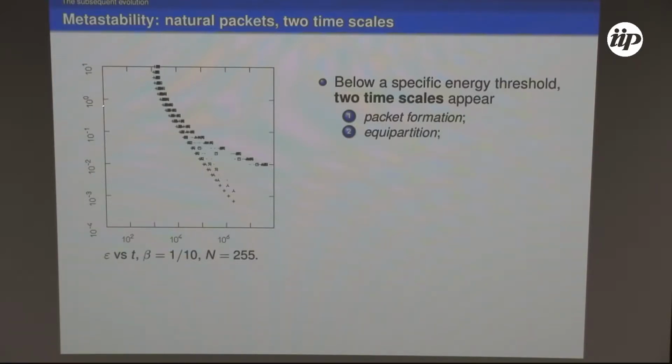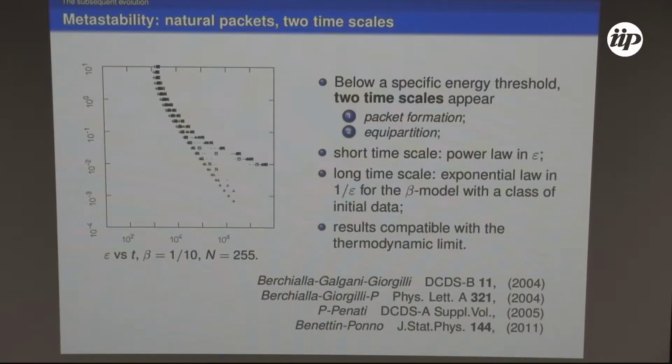So you see that for high specific energy, when something happens in short time, everything happens. So the share of energy is very fast. If you are below a certain threshold, then there are two time scales. There is a first time scale, which is the formation of these metastable states, and then you have to wait a very long time to meet further symbols up to the last symbol, which means equipartition. So this is a log-log scale, this is a straight line, so it is a power law for the formation of this structure, this natural packet, these metastable states, and a longer time scale, which proves to be exponential, for example, in the beta model for some choices of initial data. And this result appeared numerically to be compatible with the thermodynamic limit. As usual with numerical results, you have to take the result with some care.